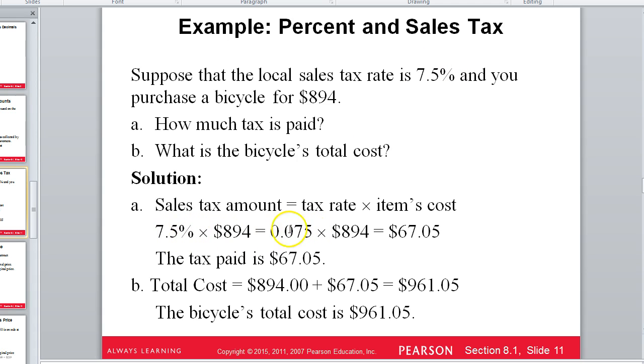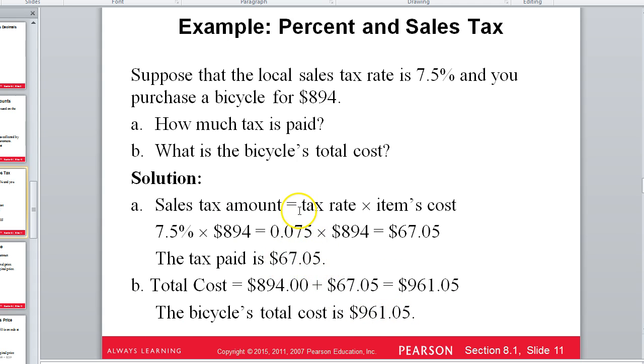So notice we went from percent to a decimal, and we get the 6705. If you just multiply that on your calculator, you'll get that number. And then we take that tax and we add it to the original cost before the tax. And there's the total amount that we pay, including the sales tax. Alright, so very common.